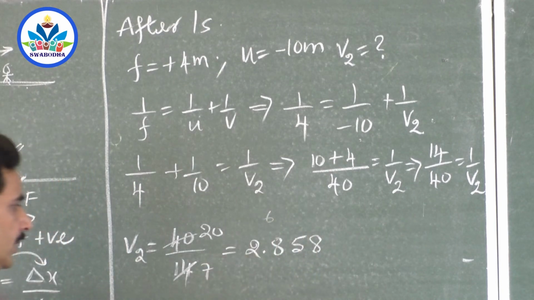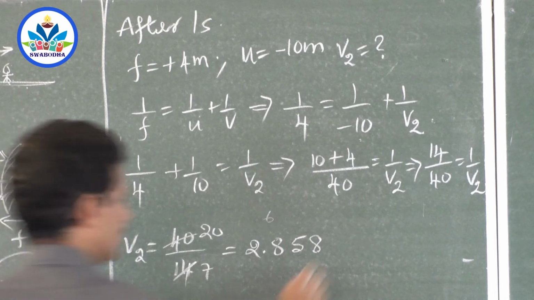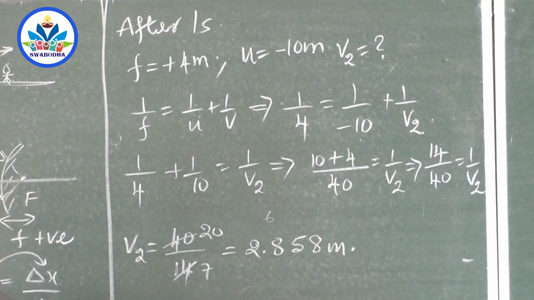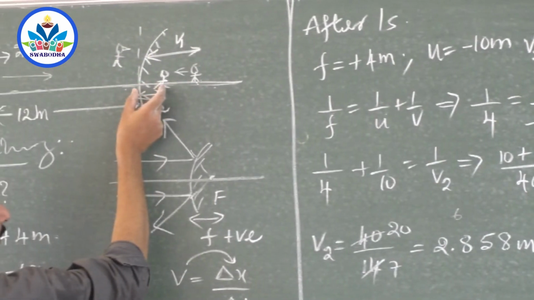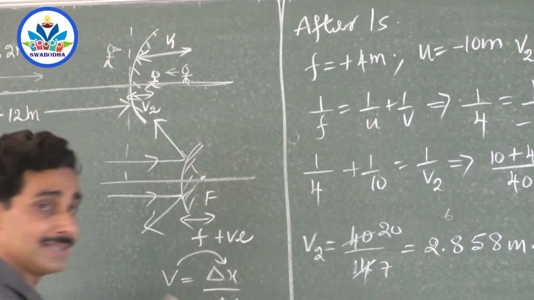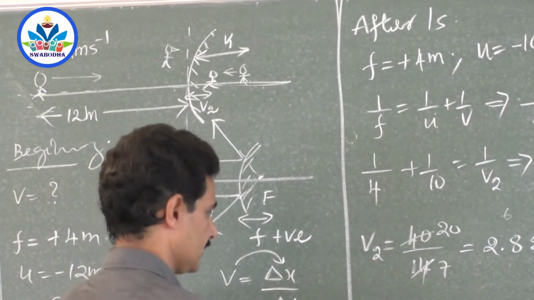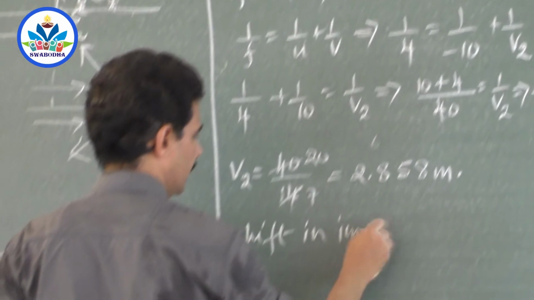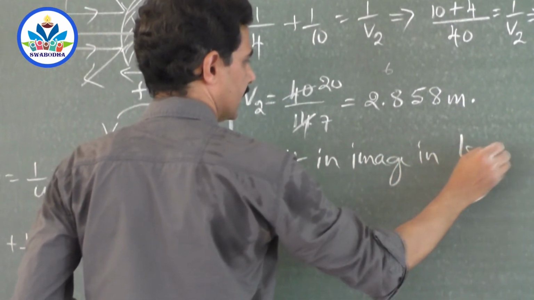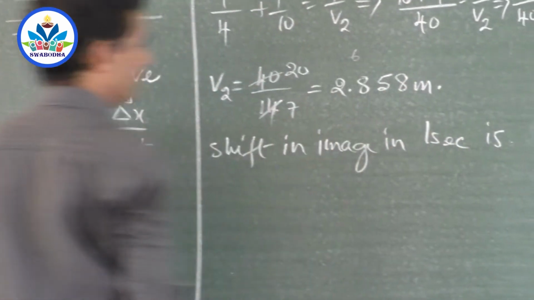Okay, enough. Now, this is the new image distance, correct? So the image will shift by a certain distance. 3 meters becomes 2.858 meters. This has happened in 1 second. So what is the difference? So the shift in the image in 1 second is how much?